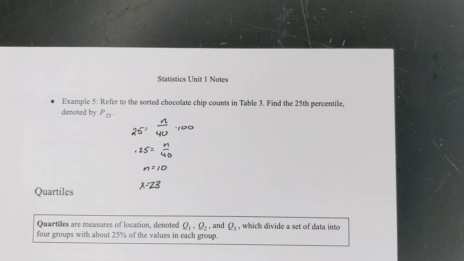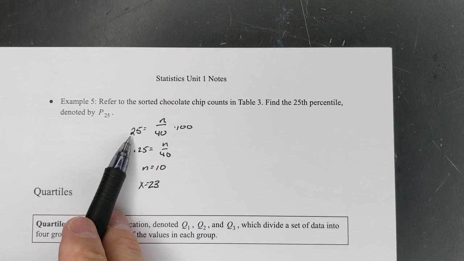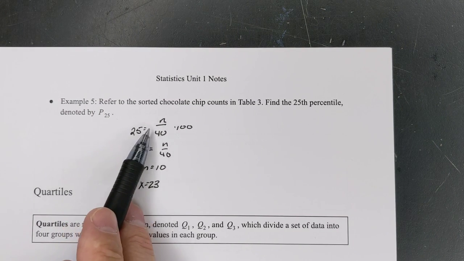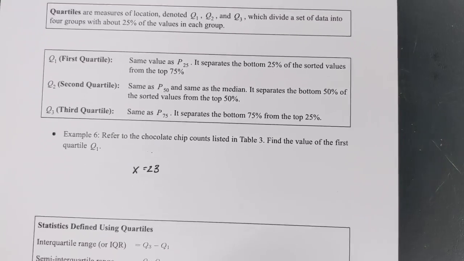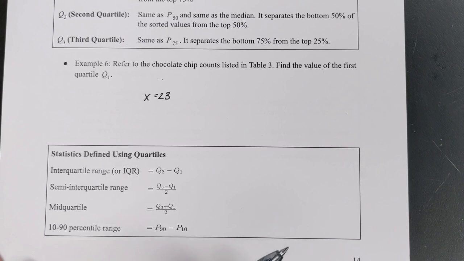You'd convert the quartile into a percentile and then run the formula. So first quartile is 25%, so 25. And then all of this math is the same. So same thing again. Just some definitions down here.